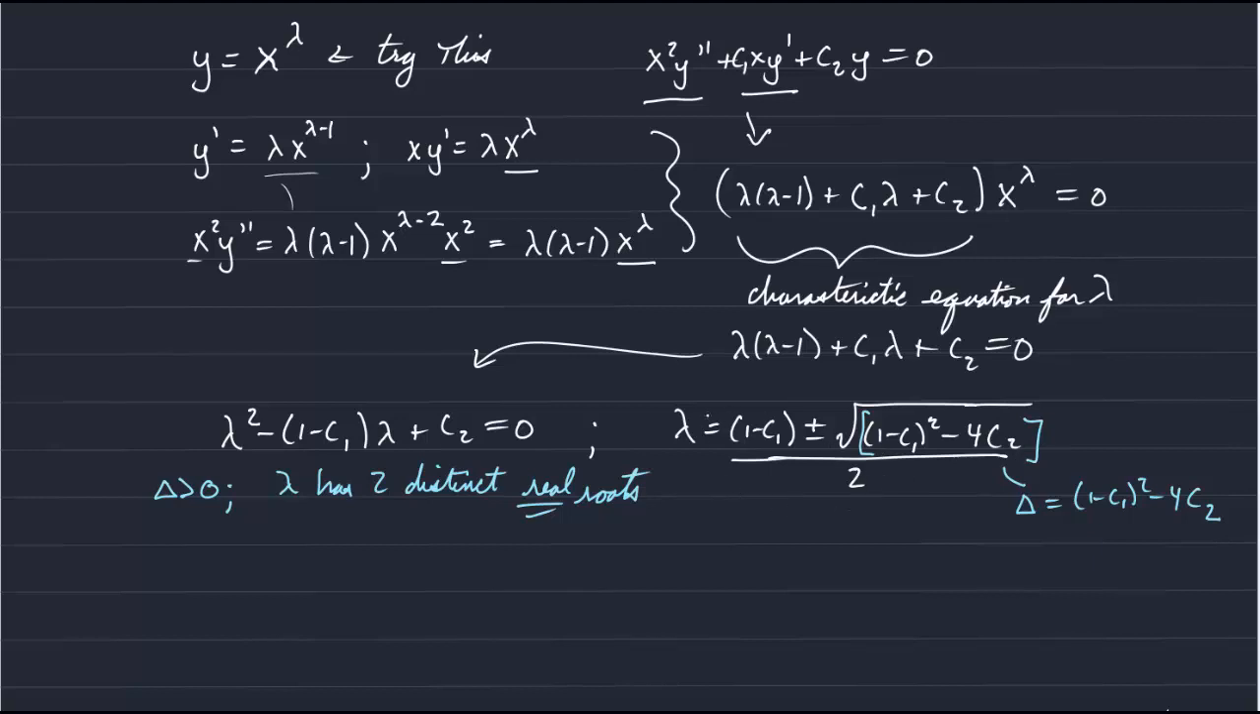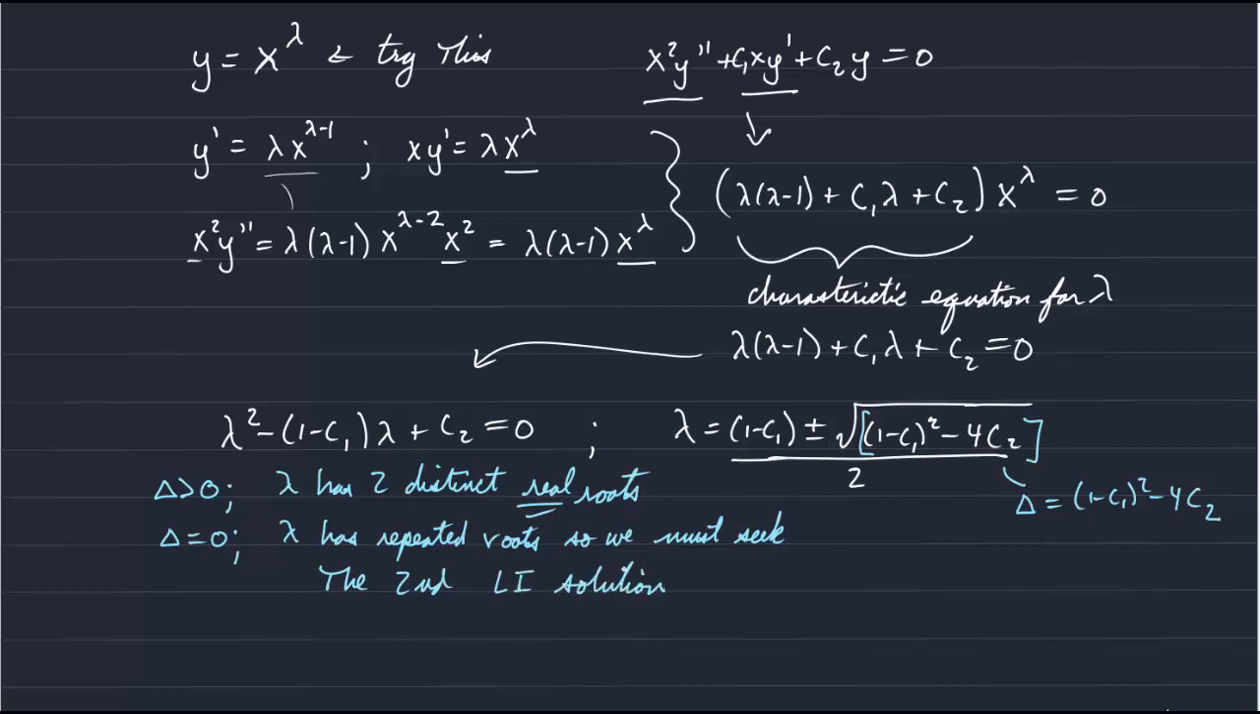So we have only one value of lambda, but for a second order differential equation, we know we need to have two unique independent solutions. So this is the case of a repeated root. So we have to find the other linearly independent solution. So when delta is equal to 0, then lambda has repeated roots. So we must seek the second linearly independent solution to find the general solution to this second order ODE.